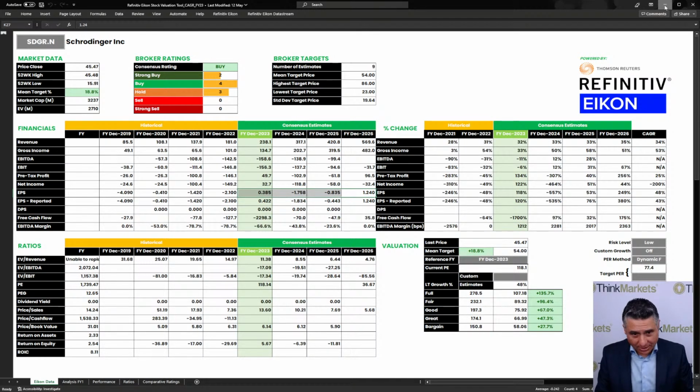TCMD, Tactile Systems, happy holder there. Just a little bit of supply coming in at those last few candles. Probably not a buy just yet, but keep an eye on it.